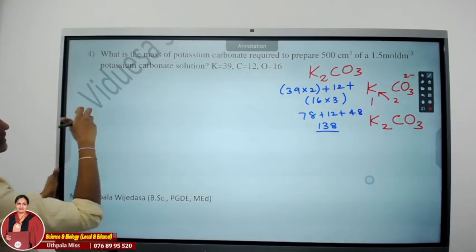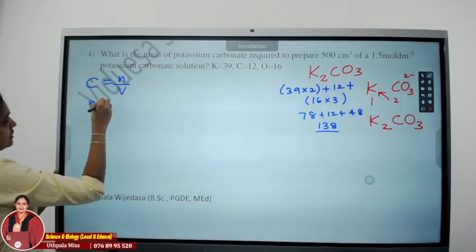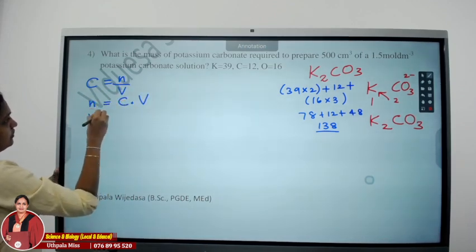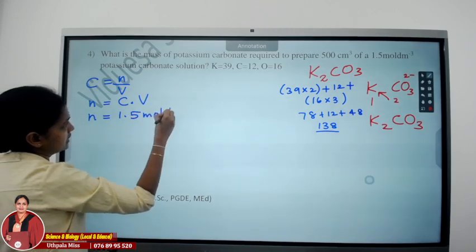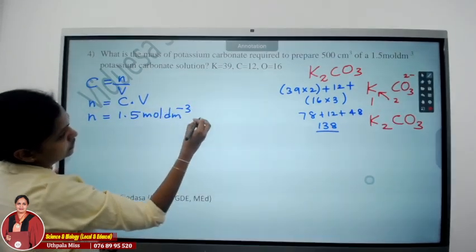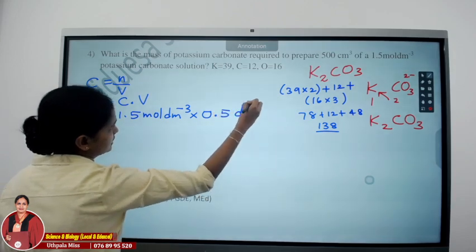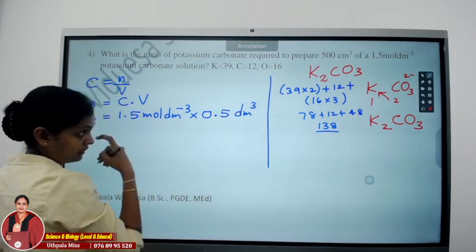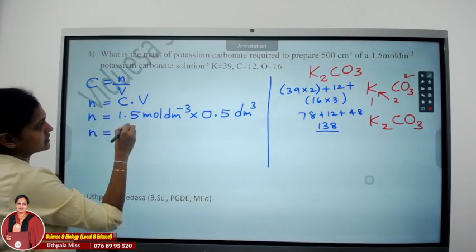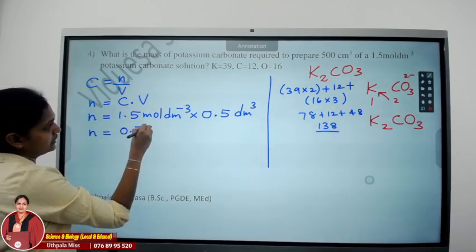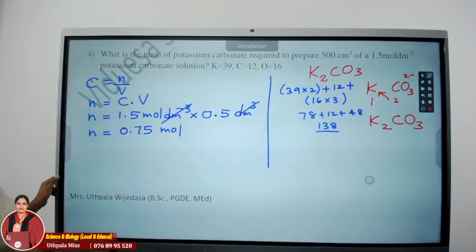The volume is given, concentration is given. So C equals n over V. So number of moles equals concentration into volume. Concentration is given as 1.5 moles per cubic decimeter, right? Then the volume is 500 cubic centimeters, which is 0.5 cubic decimeters, right? So 0.75 moles. Right, that is the number of moles.